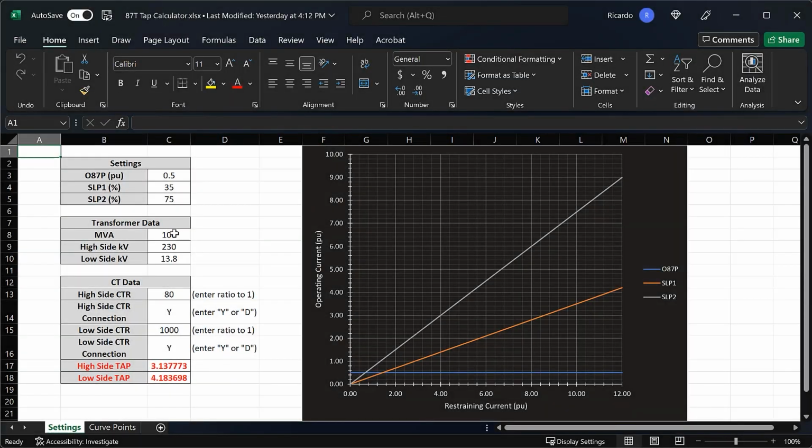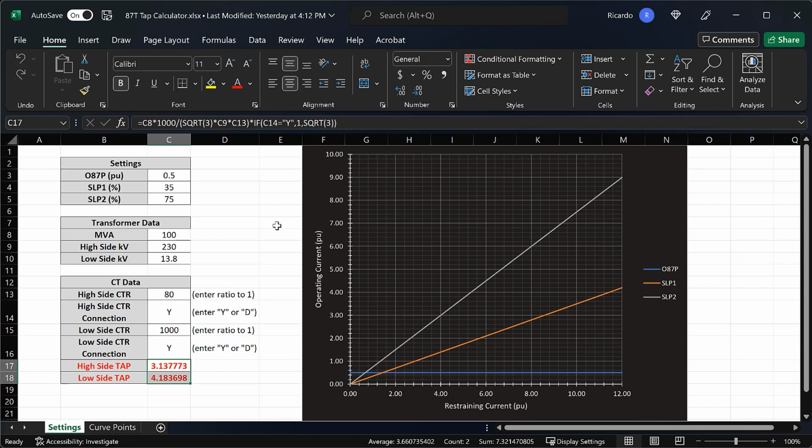So let me show you that real quick. All right, so this is the spreadsheet. And again, here what I did is I have this spreadsheet auto-calculate the tap settings for both the high side and the low side windings, given some information. Of course, for calculating the tap settings, you have to give it the MVA of the transformer, the kV for each side of the transformer, and information about the CTs, both the CT ratio and the CT connection type. And this spreadsheet gives you the tap settings for each winding.